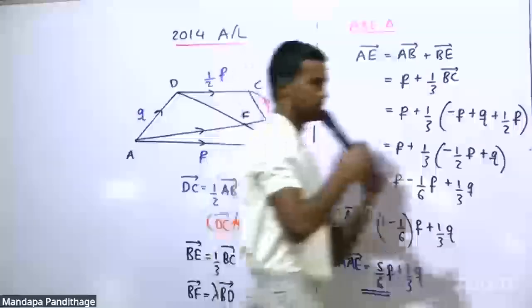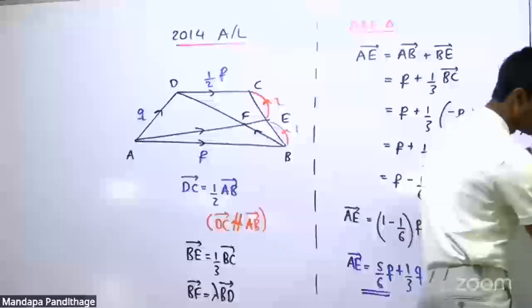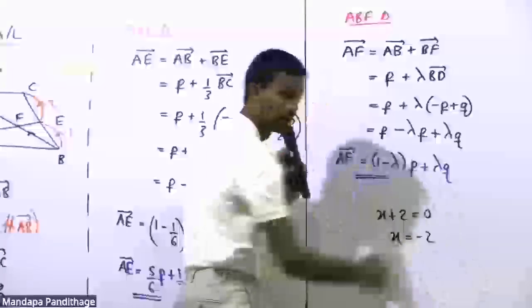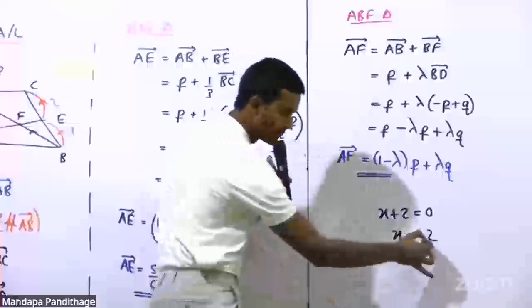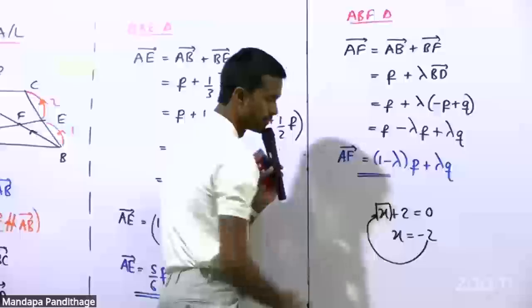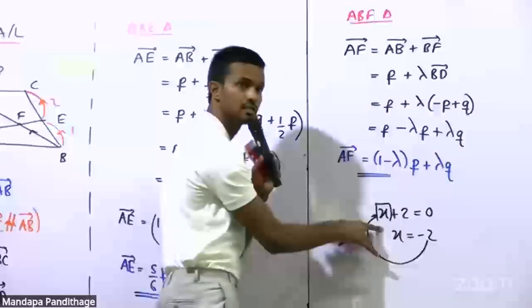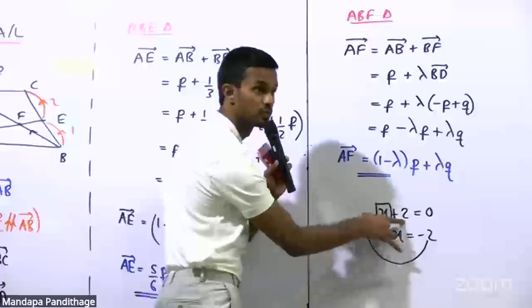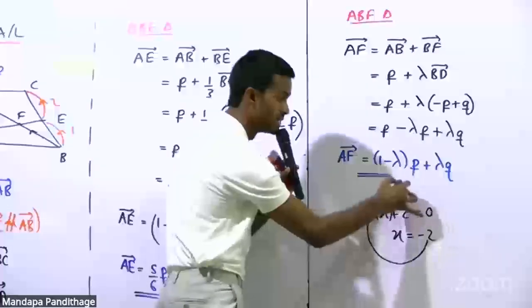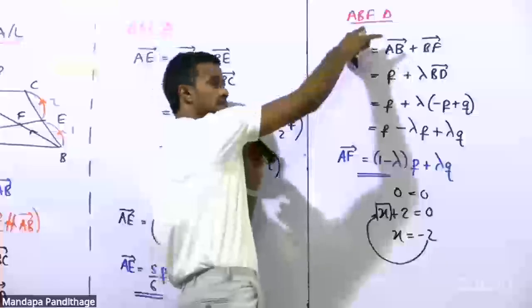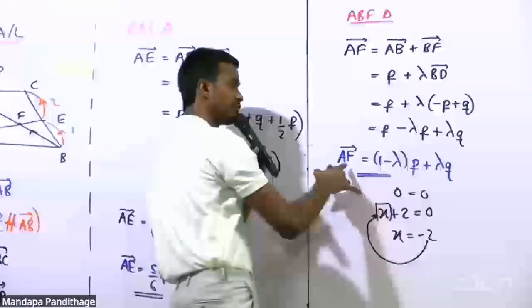What did I mention? Look at this. Let's say you are solving this equation, x plus 2 equals 0. That means x equals minus 2. Now if you take this x equals minus 2 and use that answer in this equation, what do you get? Minus 2 plus 2 equals 0. You get 0 equals 0. So you have already used the vector addition for triangle ABF to get this answer.